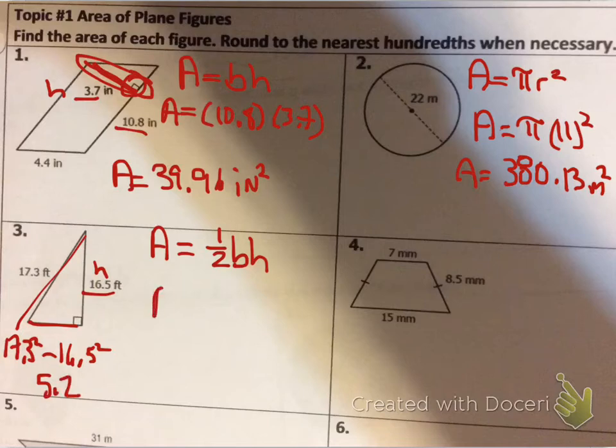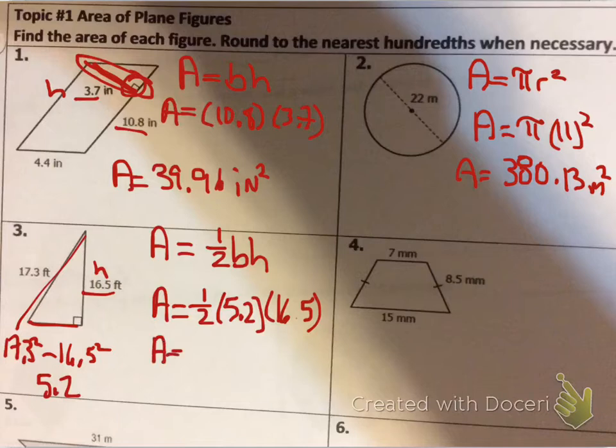Okay, so if you do that, then I would say 1/2 of 5.2 times 16.5. What would I get an answer of? 5.2 times 16, just 1 second. Should get an answer of 42.9 feet squared. Square feet. Feet squared. Square feet. I don't know.